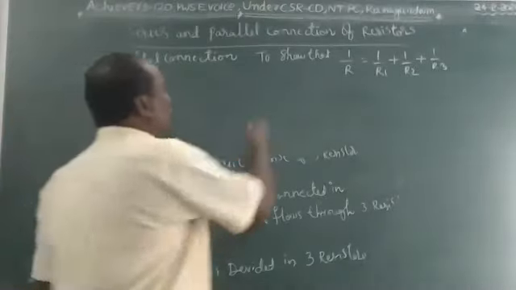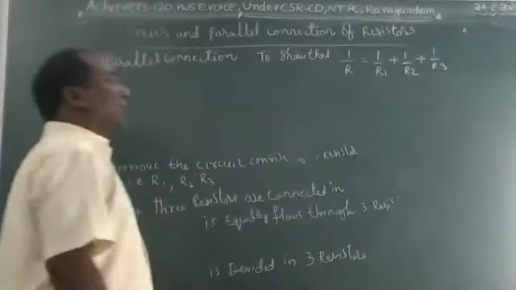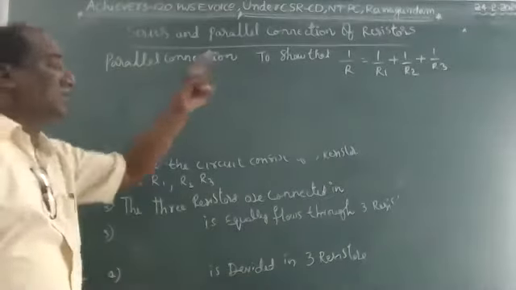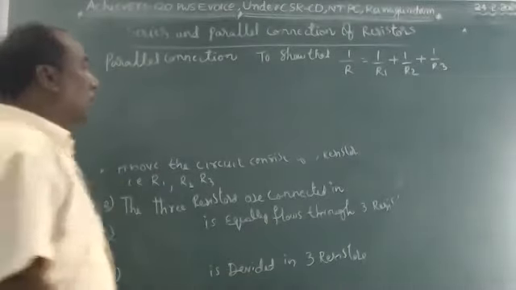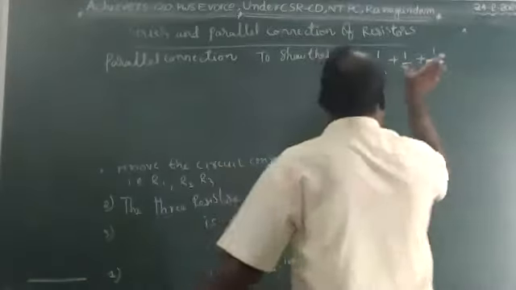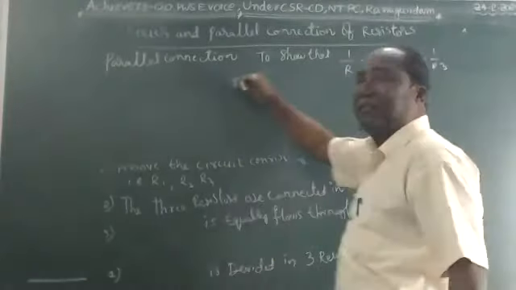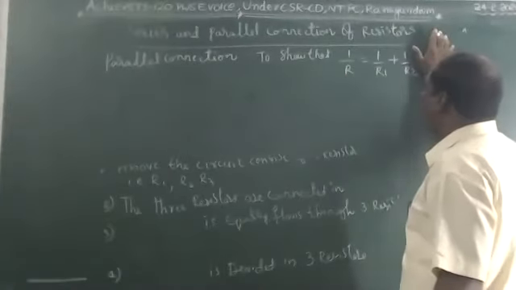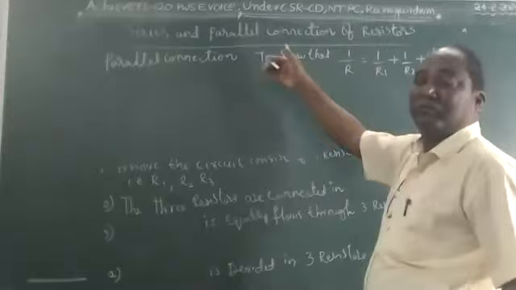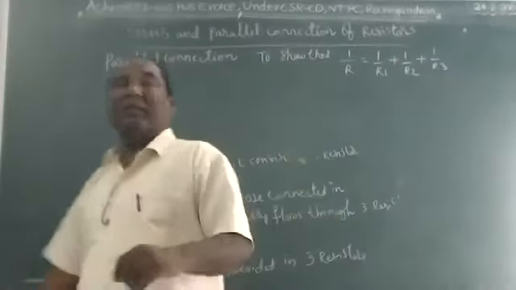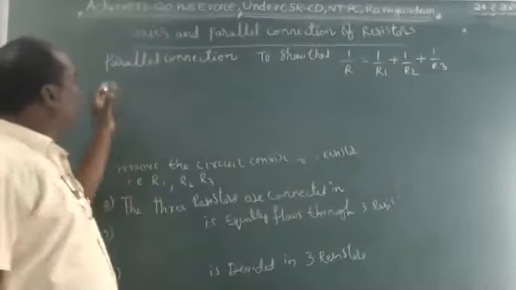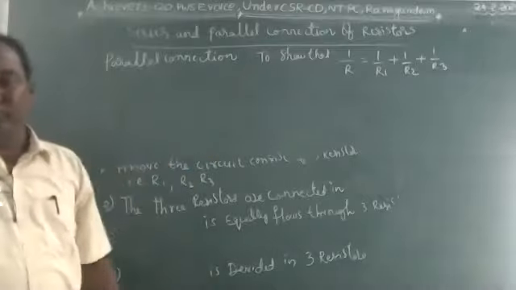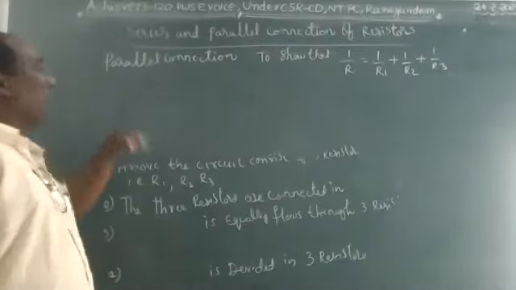Now we have to show that 1 by R equals 1 by R1 plus 1 by R2 plus 1 by R3. Here also there are 3 resistors. But according to the question, how many resistors are given? That many resistors we have to draw in the circuit. If only 2 are given, then we draw 2. Are you clear? Let us see the parallel connection.